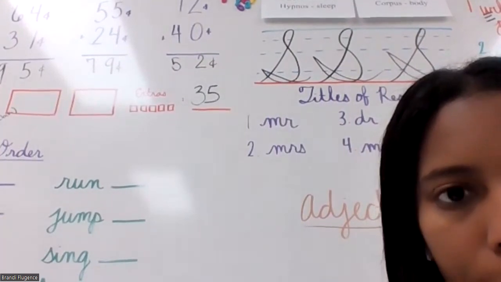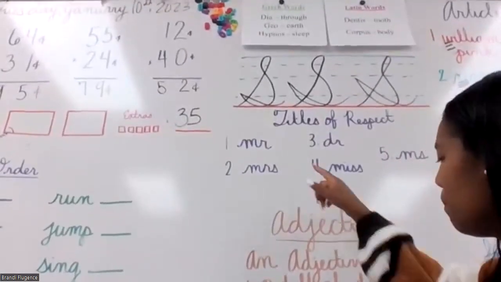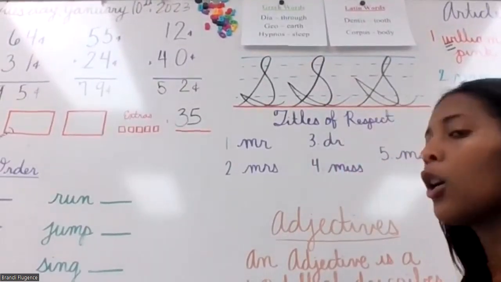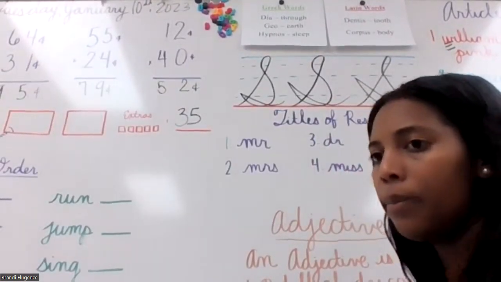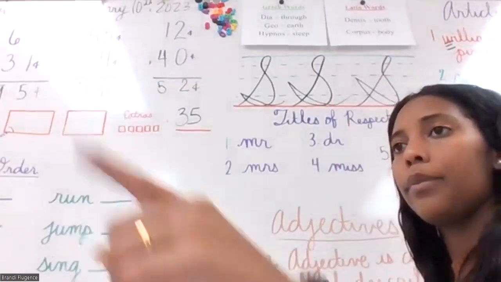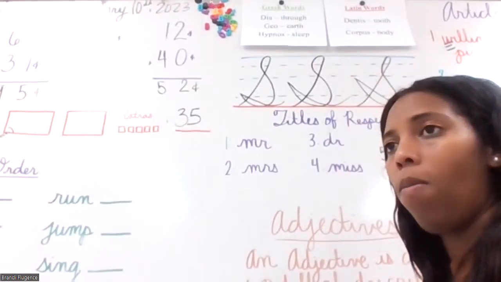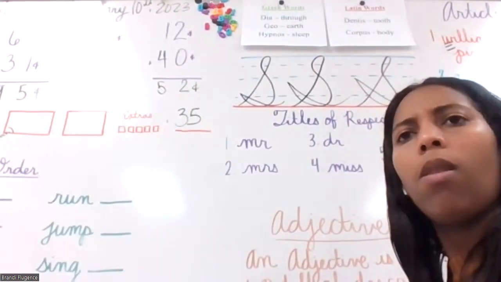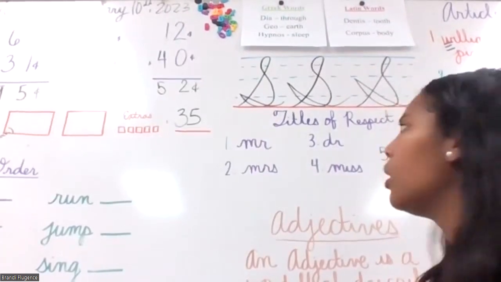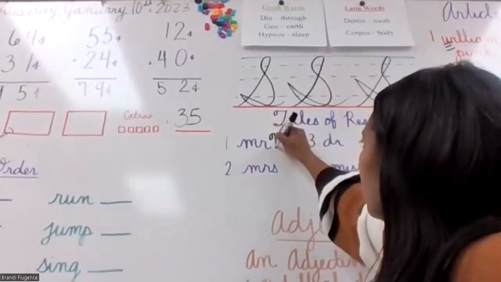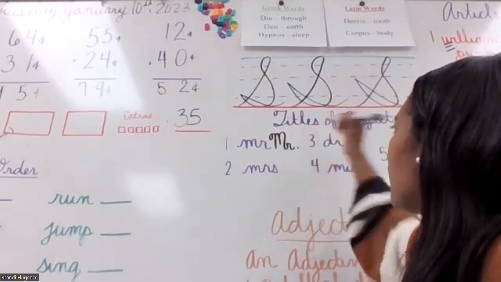Okay. And discuss how to write the titles of respect the proper way. So, Mr., how would I write Mr. the correct way? M R. Okay. Capitalize the M and put a dot. Thank you. We capitalize the M, R, and then dot.